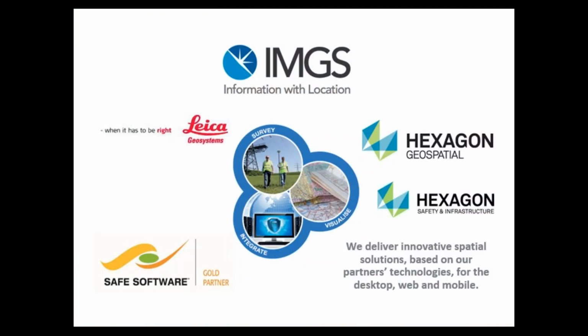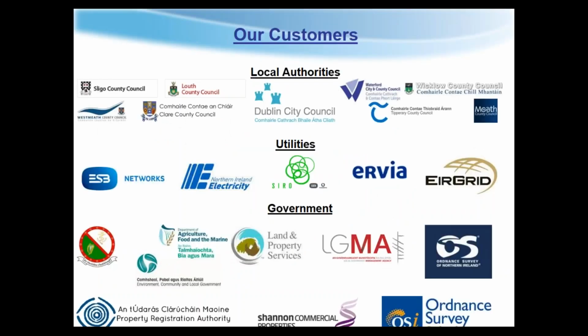So IMGS and our customers. For those of you who don't know, we've been providing custom spatial solutions for our customers for over 14 years, using both our partners' technology and developing our own, like Location Publisher and Location Publisher Mobile, which most of you will know. Our partners are Hexagon Geospatial, Hexagon Safety and Infrastructure, Safe Software, which we're a gold partner and the reason we're all here today at the webinar, and we also work with Leica.